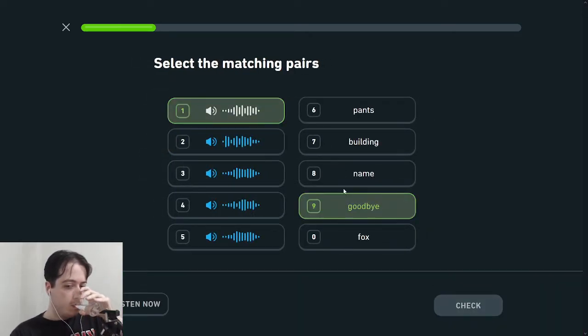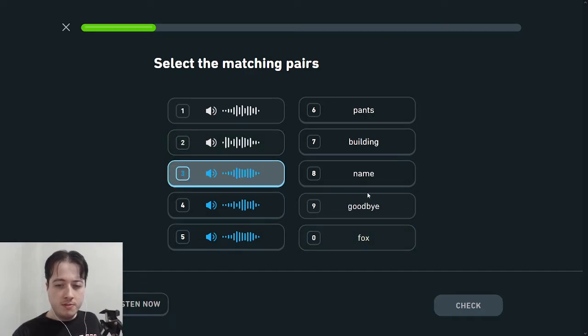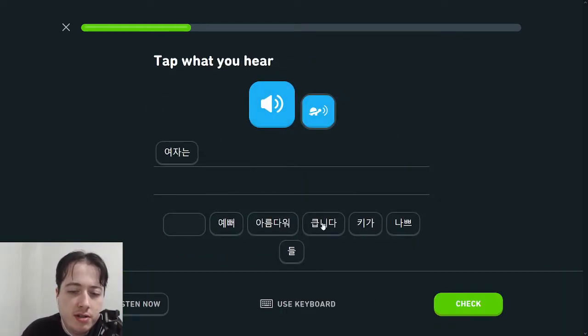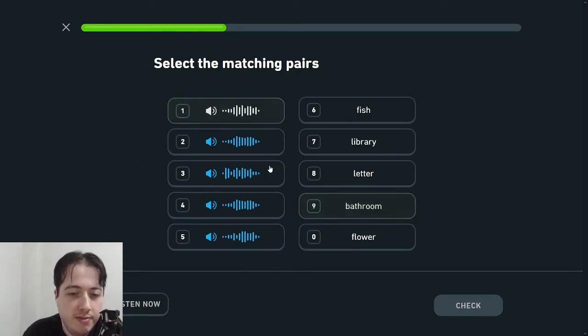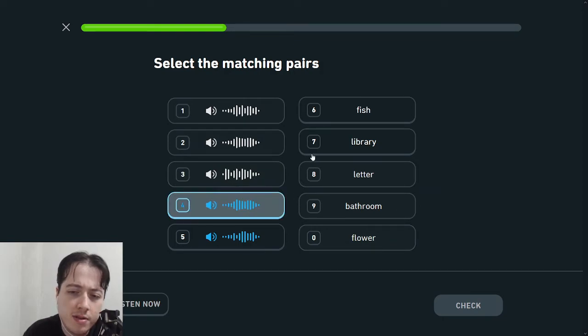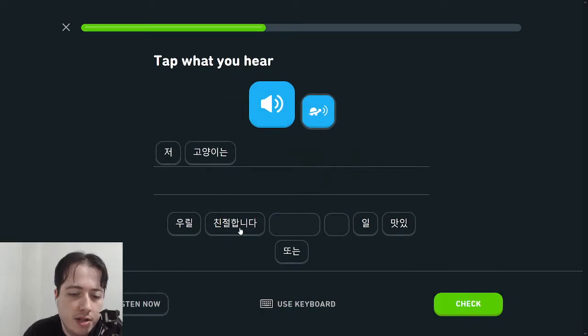안녕히 가세요. 여우. 건물. 바지. 이름. 여자는 키가 큽니다. The woman is tall. 화장실. Bathroom. 편지. Letter. 꽃. What is 꽃? I think it's flower. 도서관. 생선. Fish. 저 고양이는 친절합니다. That cat is kind.